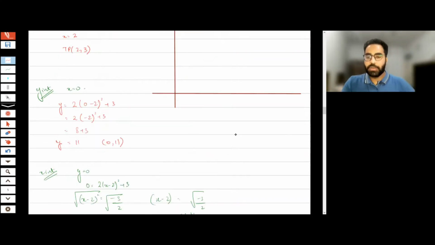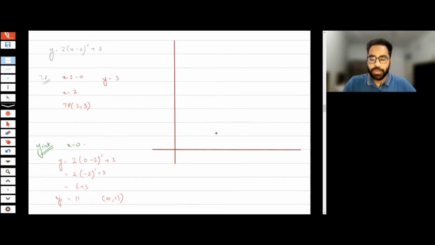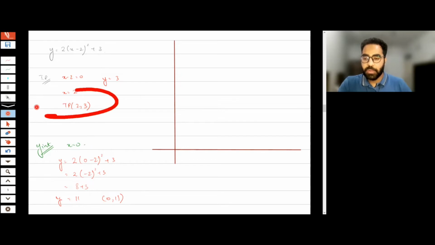Okay. Now let's write all of these things over here. Remember, my y-intercept is (0, 11). My turning point is (2, 3). So we can take steps of 3 just to make this graph a little simpler. So this would be 3, 6, 9, and 12. And this would become 2, and this would be 4.